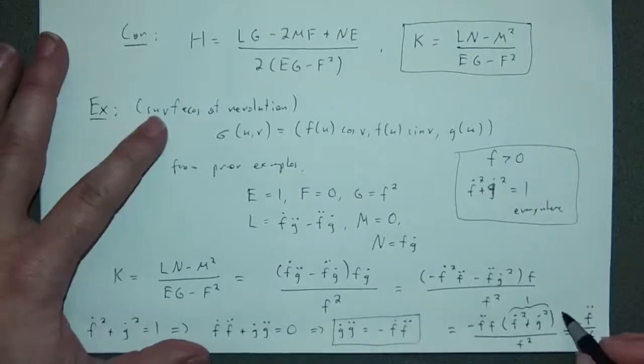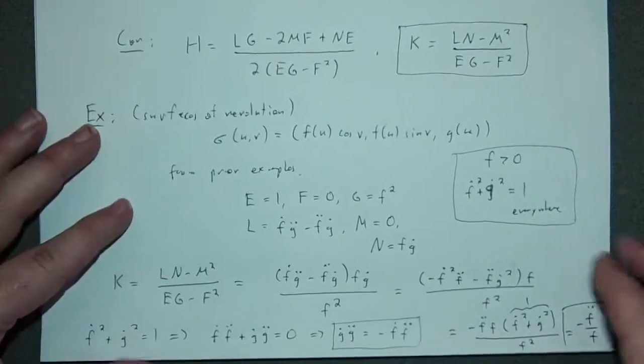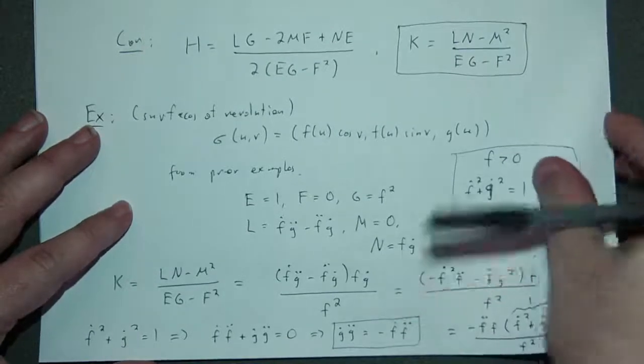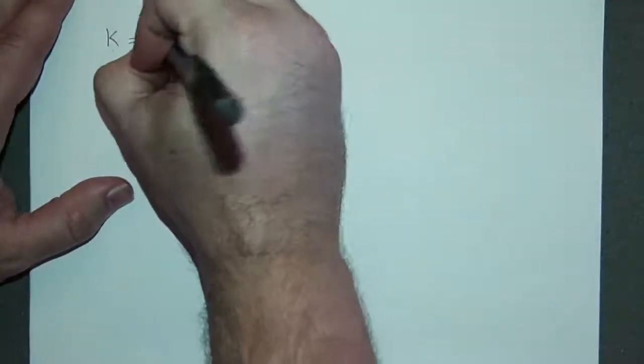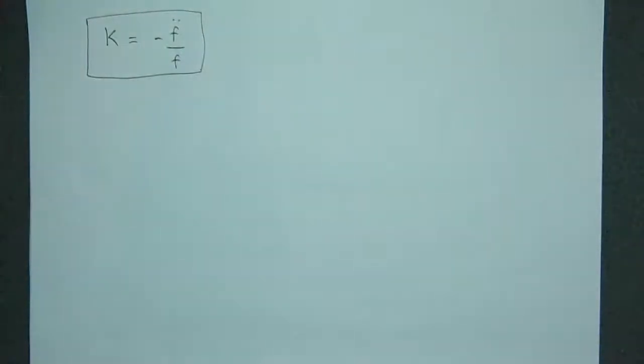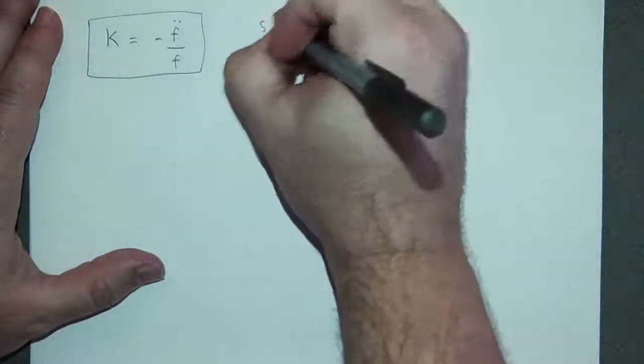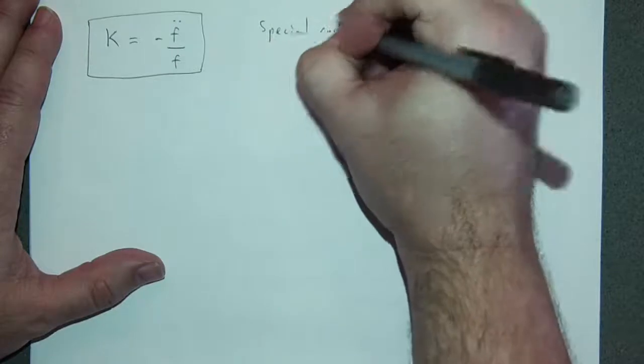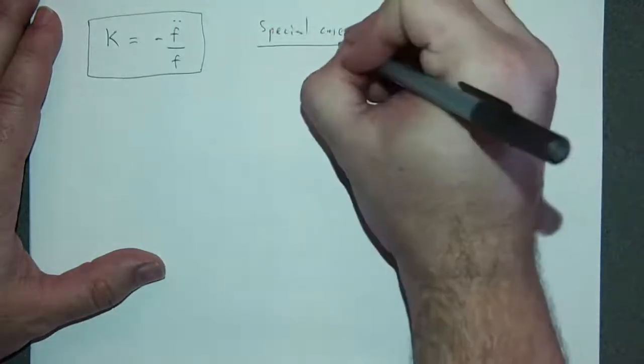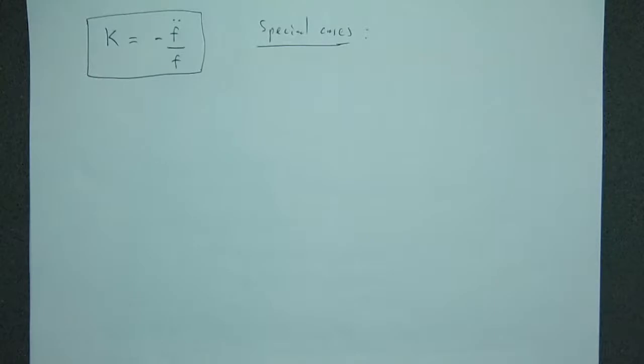Okay. Now I'm going to rewrite that on the next page because we're going to use this to immediately compute Gaussian curvature for a number of surfaces. So this is my Gaussian curvature for a surface of revolution: it is minus f double dot over f everywhere. So let's look at some special cases. What are special cases here?